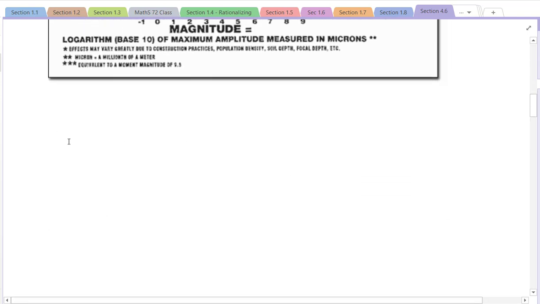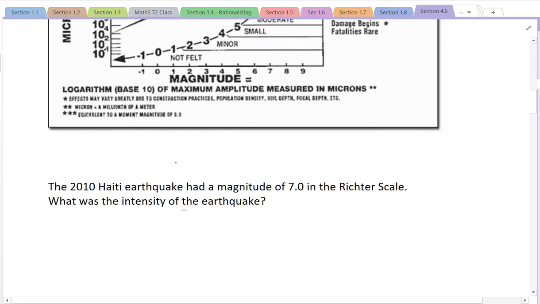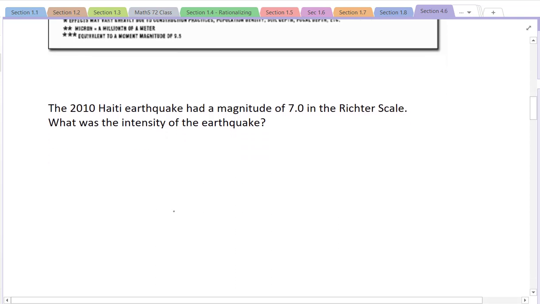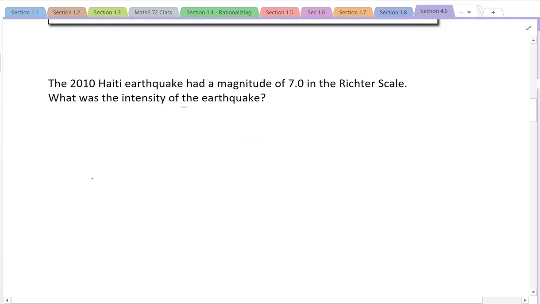So let's try an example. We're going to take a look at the 2010 Haiti earthquake, and we're going to try to find the intensity for that earthquake. In 2010, the Haiti earthquake had a magnitude of 7.0 on the Richter scale. We want to know, what is the intensity of the earthquake? You might remember the earthquake in Haiti. We're going to use the formula for the Richter scale. The magnitude is equal to the log of the intensity of the earthquake, measured in centimeters approximately 100 kilometers away from the epicenter, divided by S, the standard intensity of an earthquake.